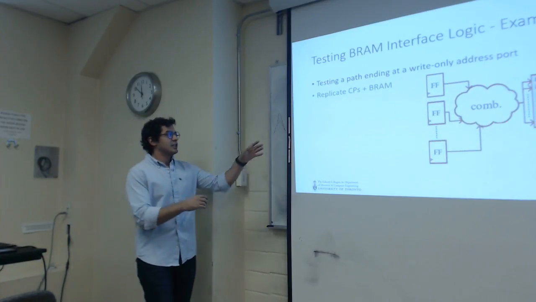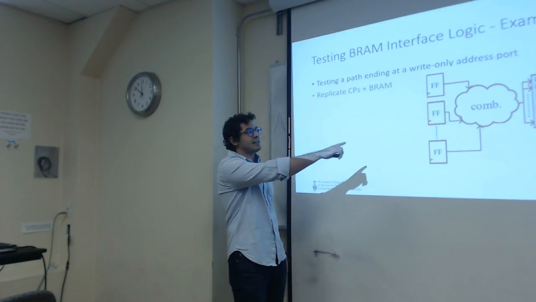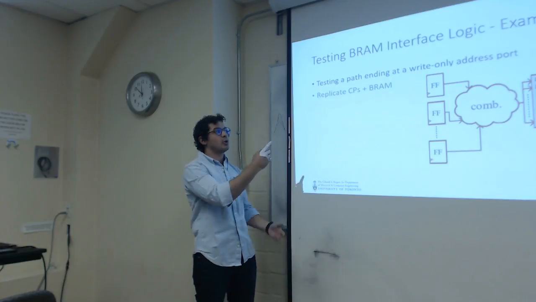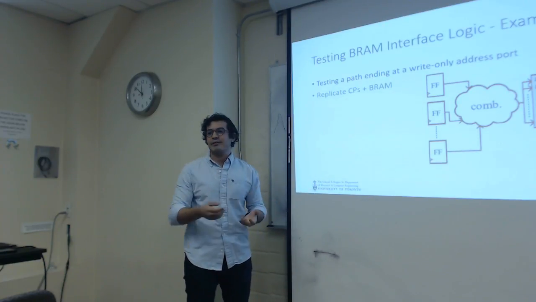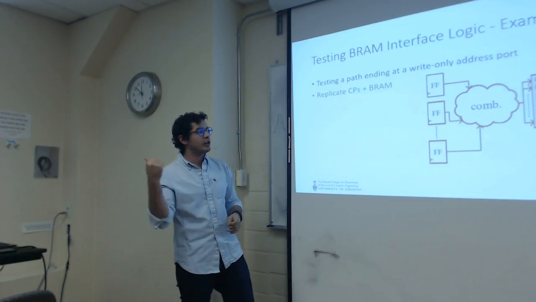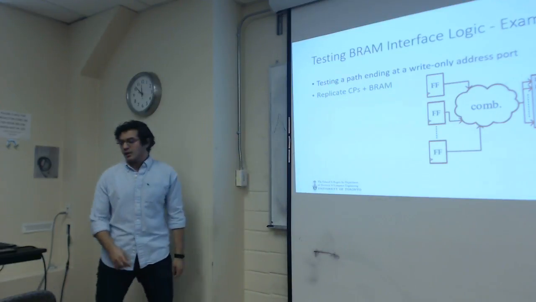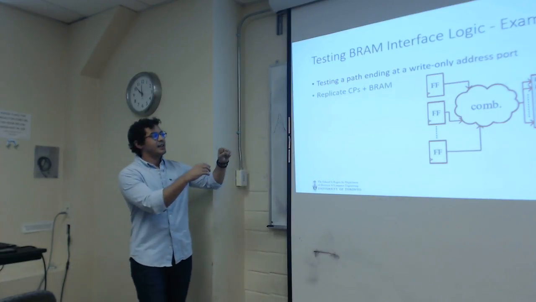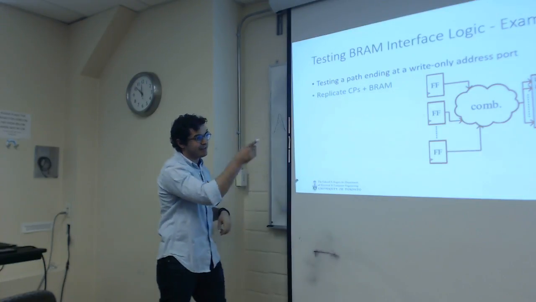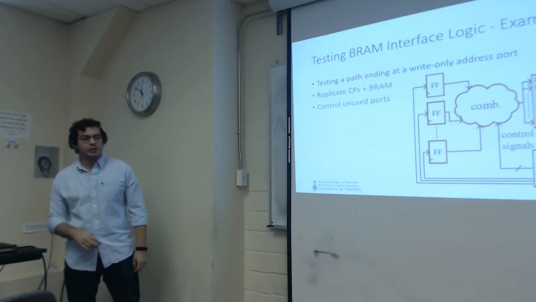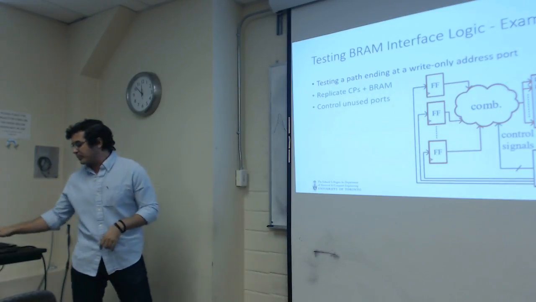Let's assume we have a critical path that starts at the source fabric and ends at an address port of a write-only BRAM port. This is common in a FIFO, where you have one port that's only writing and the other port is reading. So FROC, our tool, would replicate the exact BRAM in the exact same mode. It would replicate all the critical paths that feed this port. And then it would add memory and test controllers that control the untested ports of the BRAM.